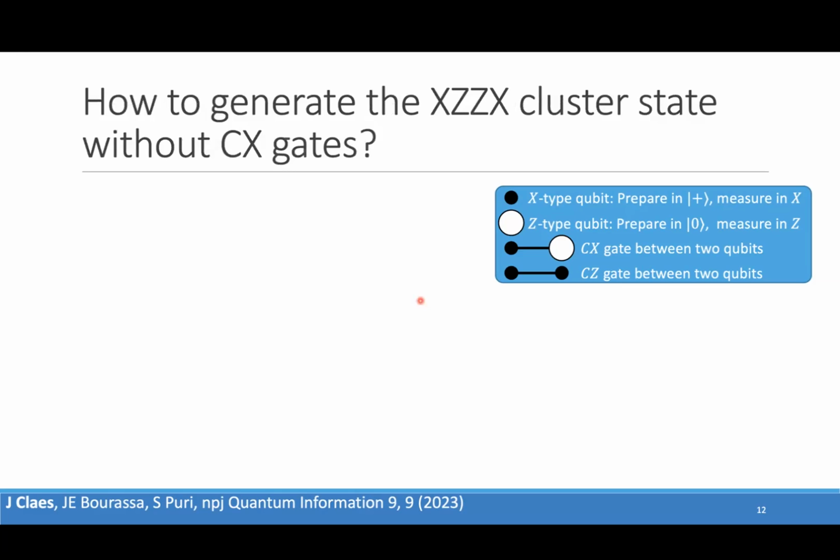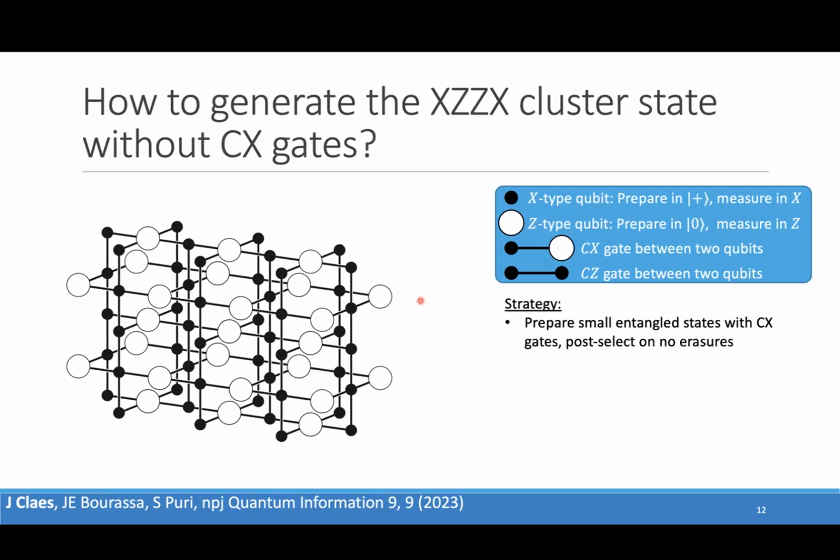So we want to generate this cluster state, and I've drawn this picture, but you'll notice that the recipe I've given you involves using CX gates. So that's no good, because we want to avoid using CX gates. And the strategy we're going to use is we're going to prepare small entangled states, and maybe we'll use CX gates during this preparation, maybe we won't. I don't care, because we're going to prepare these small entangled states and post-select on no erasures. So these small entangled states are not going to have any of these biased erasures with X errors in them.